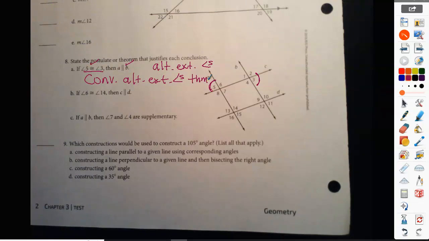All right, so let's look at B. It says if angle 6, let me erase my other work here, if angle 6 is congruent to angle 14. So what's the relationship between 6 and 14? Corresponding. So we need to look at the corresponding angles postulate and its converse and see which one proves it. It's probably one or the other.